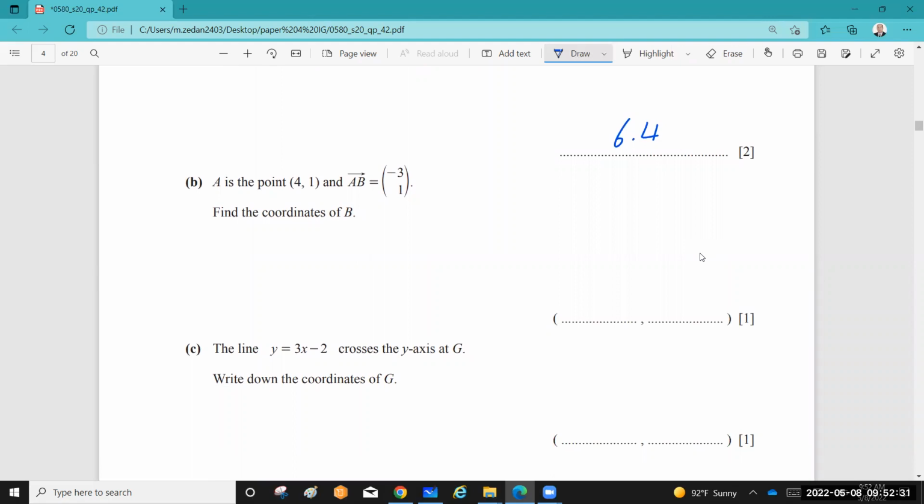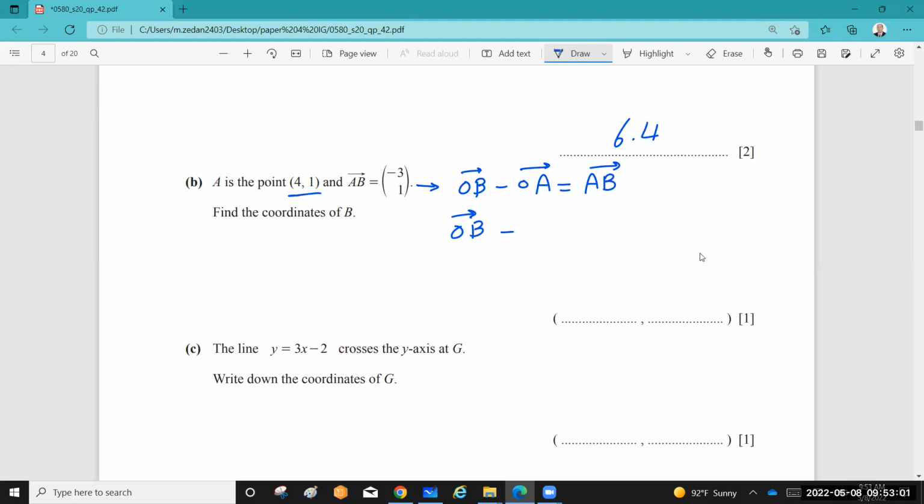A is a point. Find the coordinate of B. The vector AB means the position vector of B minus the position vector of A. This is the vector AB. So the OB, this is really the vector AB. The OB vector, no problem, just write it minus the position vector of A.